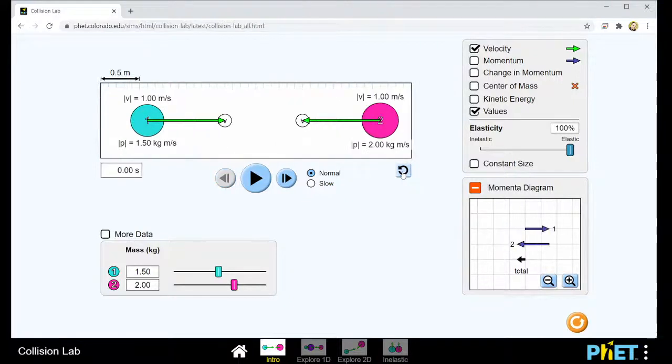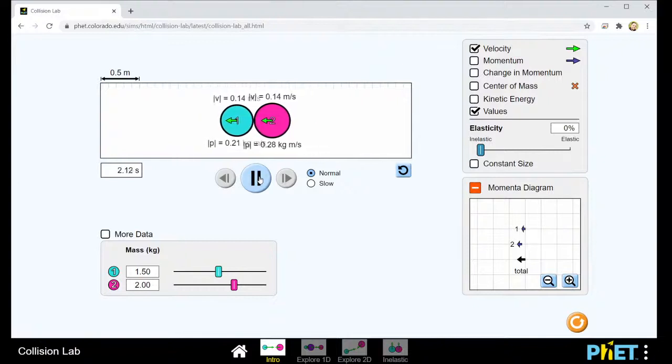Okay, let's reset things. All right, if it's an inelastic collision, the total is still negative 0.5 kilograms meters per second. So the dynamics of what happens is very different in the case of an inelastic versus an elastic collision, but this principle of momentum being conserved is true in both cases and everything in between.